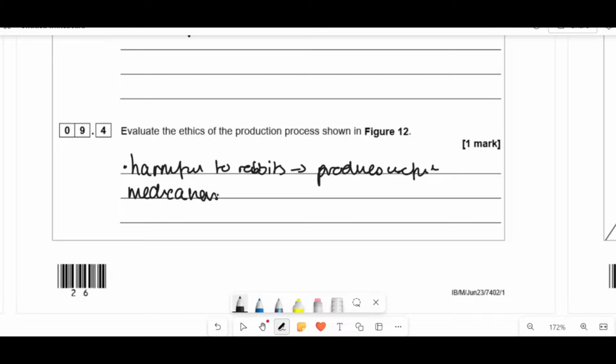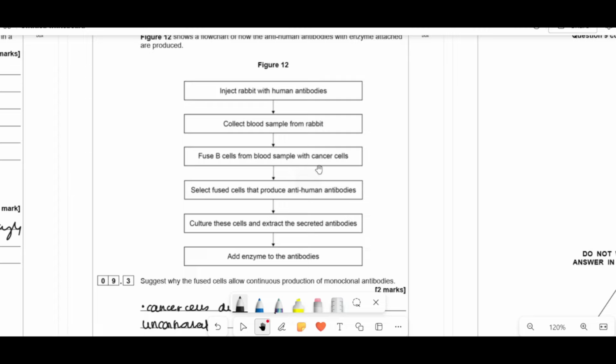Also, you can think about what other problems there are. You're only injecting them once, taking blood, and then you're not using them again. You're not using the rabbits anymore. So at least it's a one-time thing, or at least you're not killing them, just injecting them, but not physically chopping out their organs or something. The whole point is you've got to state the negative ethical problem and then the less harmful side, the lesser evil.